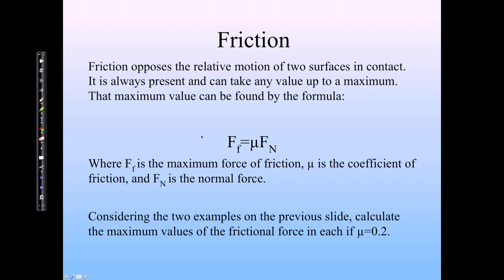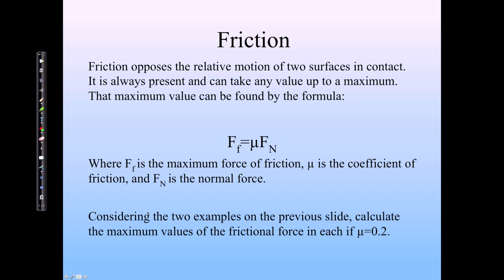Let's also look at the force of friction. So the way friction works is it always opposes the motion of two surfaces in contact. It's always present, and it can take any value up to a maximum. And when we calculate friction, what we're doing is we're calculating the maximum value. That maximum value can be found by this formula. The force of friction equals mu, which is the coefficient of friction, times Fn, which is the normal force.